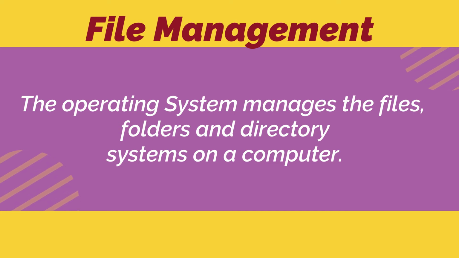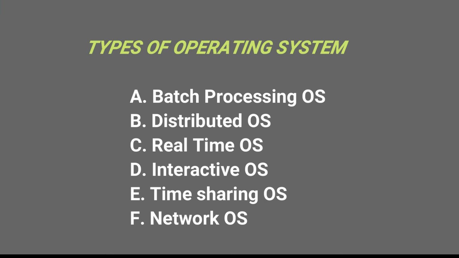Now this one is the types of operating system. See, there are 6 basic types of operating system: batch process operating system, distributed operating system, real-time operating system, interactive operating system, time sharing operating system and network operating system. The first one is batch process operating system.